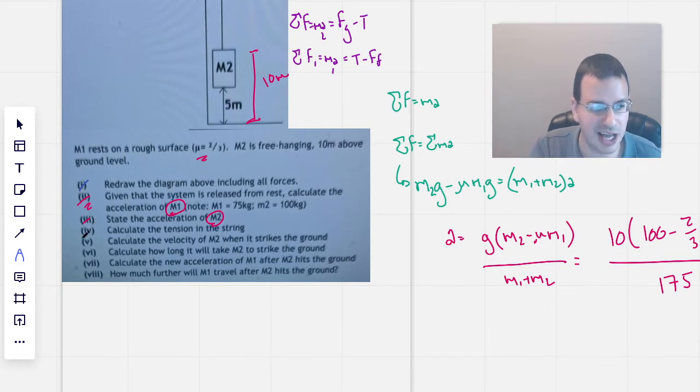Find the tension of the string. I'm not going to do that. We basically take this formula and plug in values. We could do that. I don't want to do it.